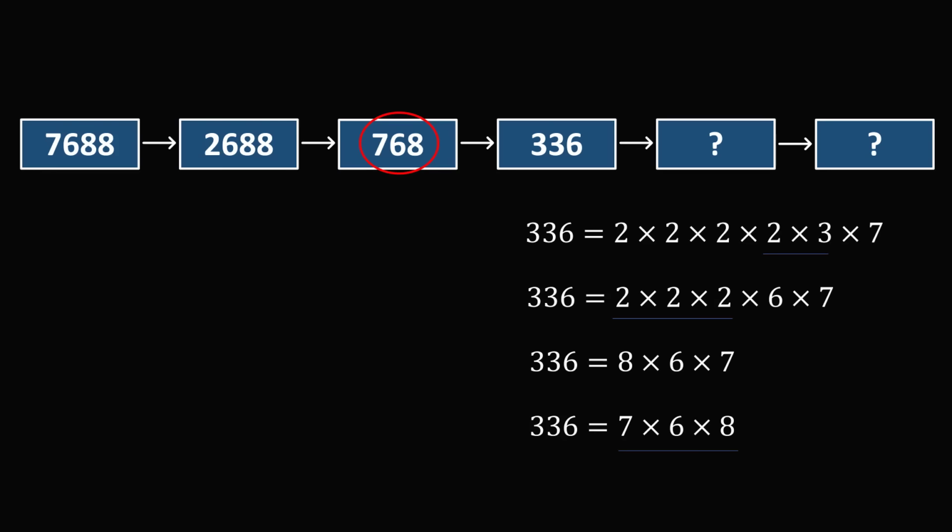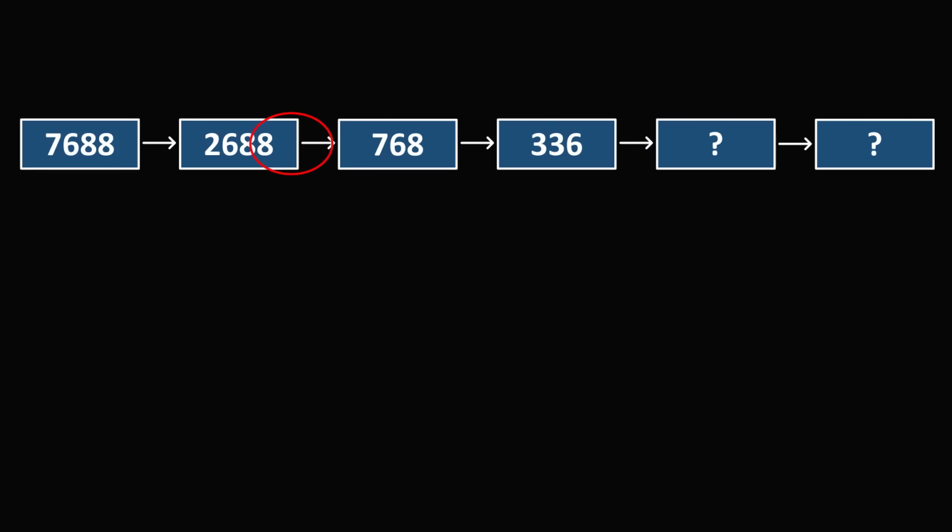Let's see if this pattern continues. Let's take a look at 2,688. If we take 2 times 6 times 8 times 8, we exactly get 768. If we try this one more time, we have 7688, and the product of these digits will exactly be equal to 2,688.